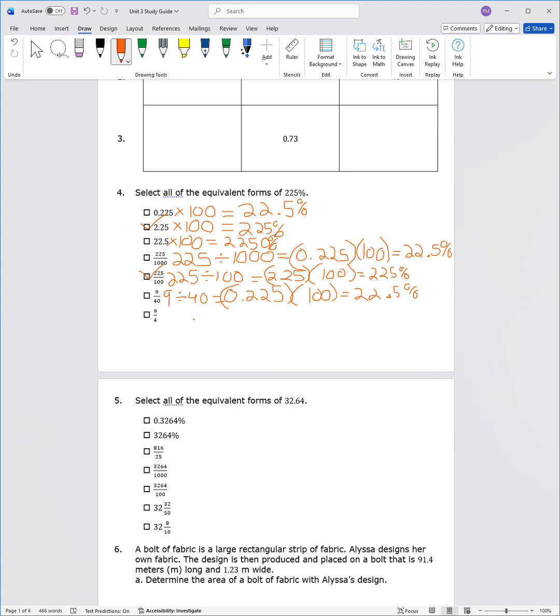For our last one, we're going to take that 9 and divide it by 4. When we divide those, we're going to get the decimal 2.25. And finally, we're going to multiply this by 100. So we get our percentage 225%. That matches our percentage here, so this is an equivalent form. So we got 3 answers from this one, but this is how we are able to get our answers here.